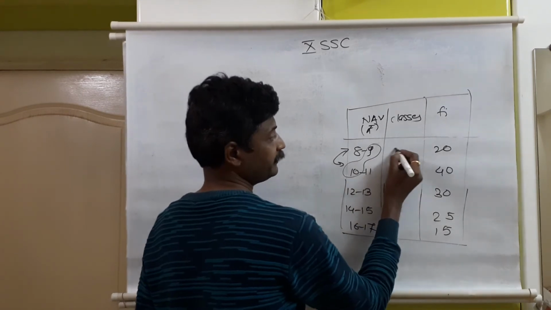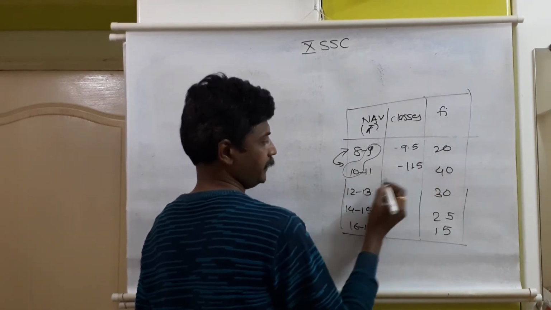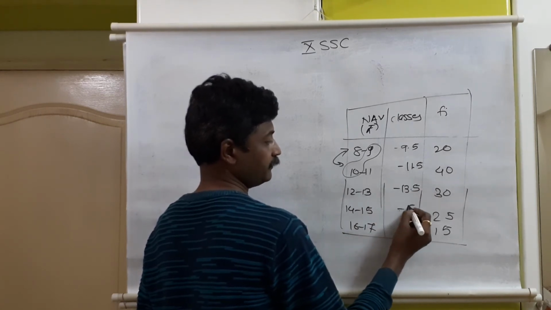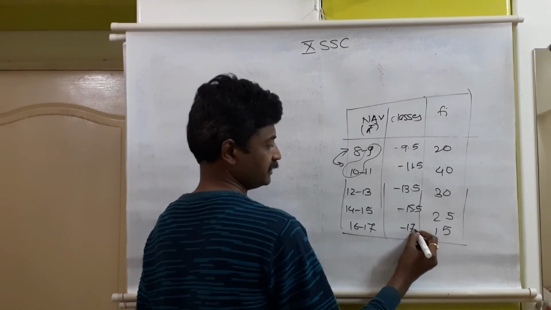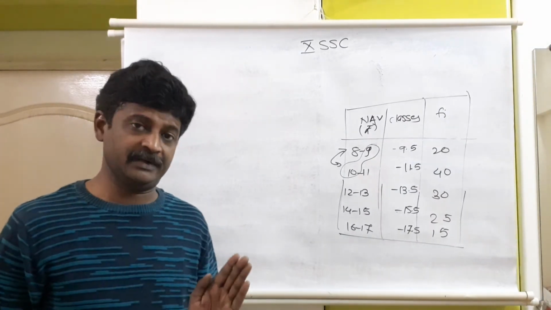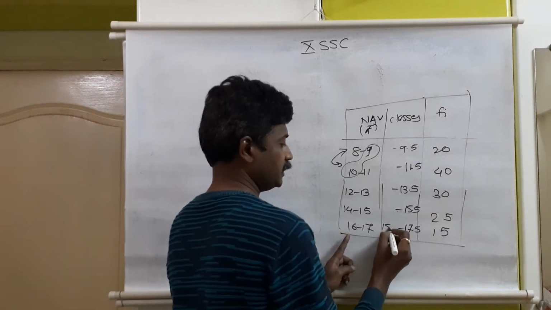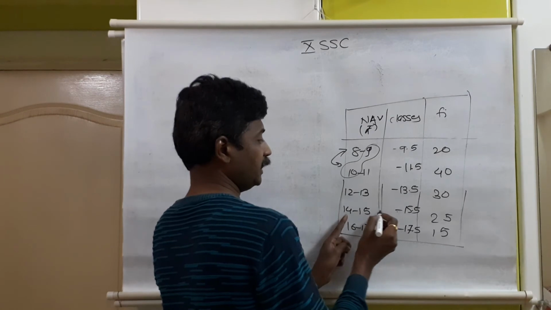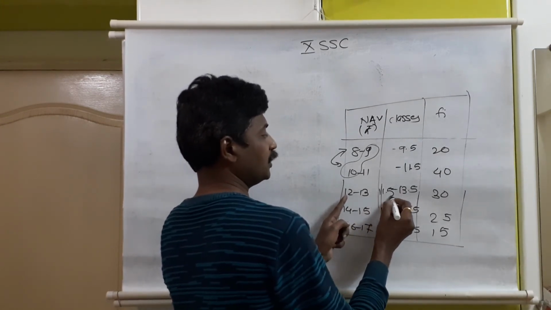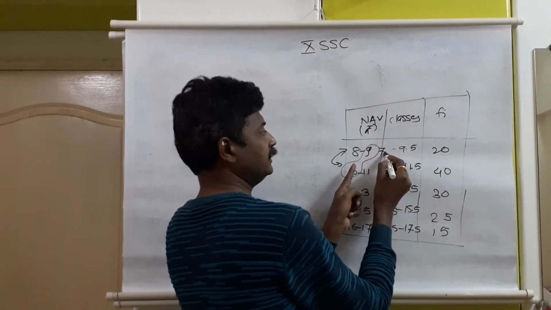So 9 plus 0.5, 9.5. 11 plus 0.5, 11.5. 13 plus 0.5, 13.5. 15 plus 0.5, 15.5. Then 17.5. We have to subtract 0.5 from all the lower limits. The first lower limit is 16. 16 minus 0.5, it is 15.5. 14 minus 0.5, 13.5. 12 minus 0.5, 11.5. 10 minus 0.5, 9.5. 8 minus 0.5, 7.5.